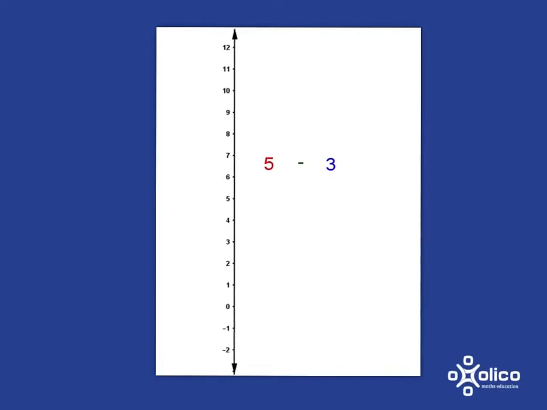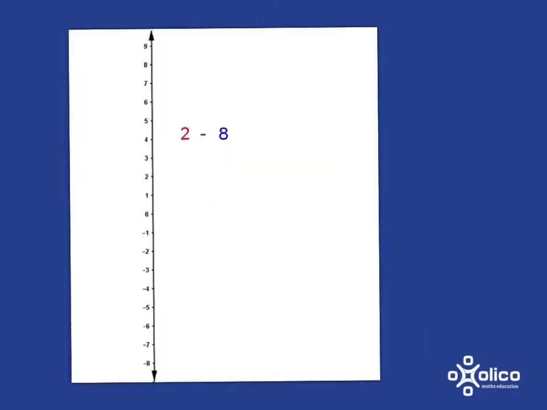We establish our starting point of 5, that we're going to go down, and then we start going down our 3 steps. And we end off at 2. So 5 subtract 3 gives us 2. Okay, let's have a look at another calculation. 2 subtract 8. Again, we're going to go through the steps of where do we start? Are we going up or down, depending on addition or subtraction, and how many steps?